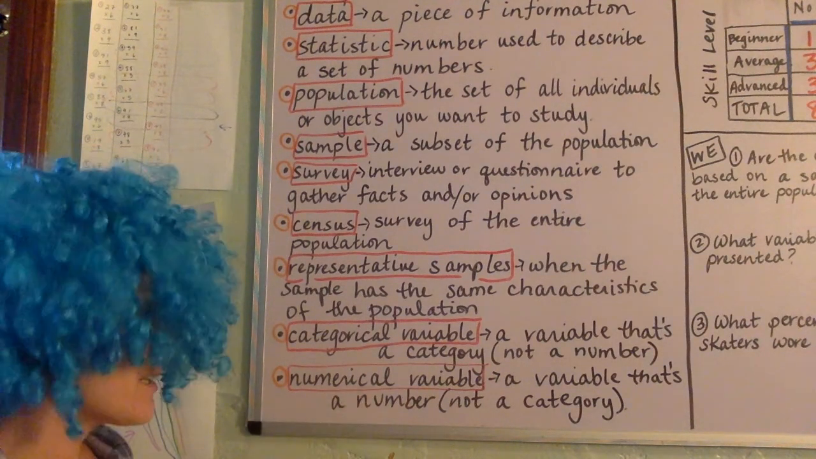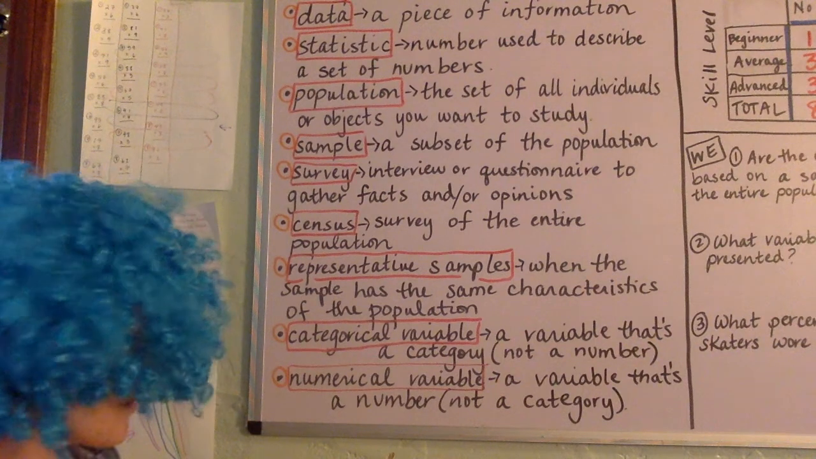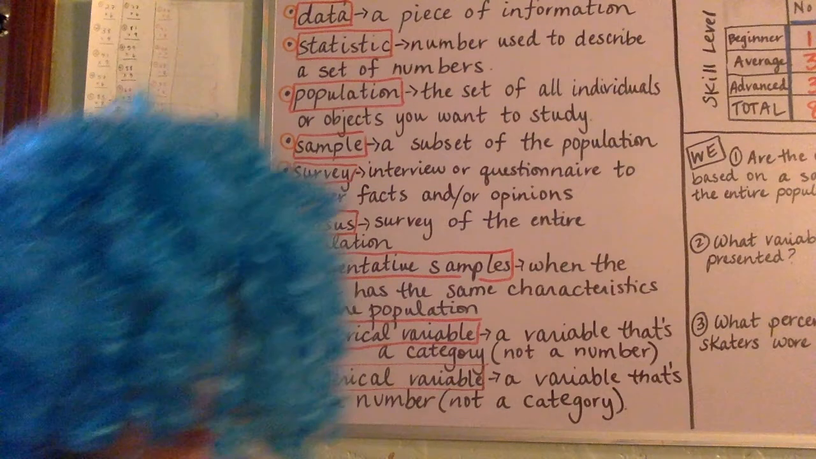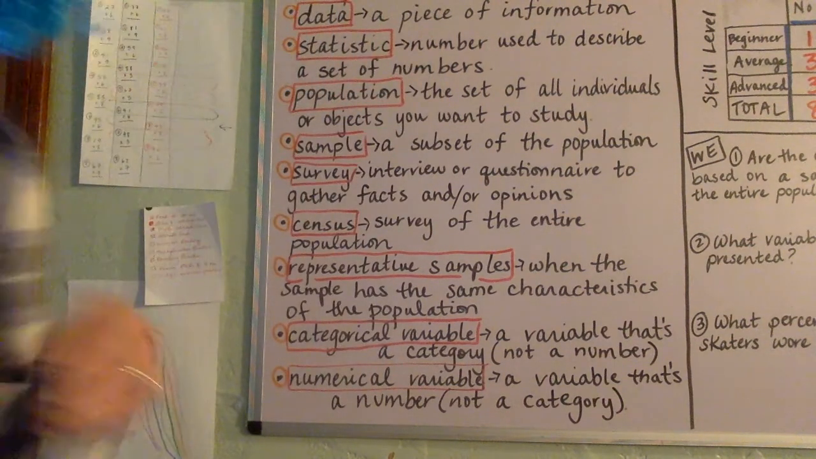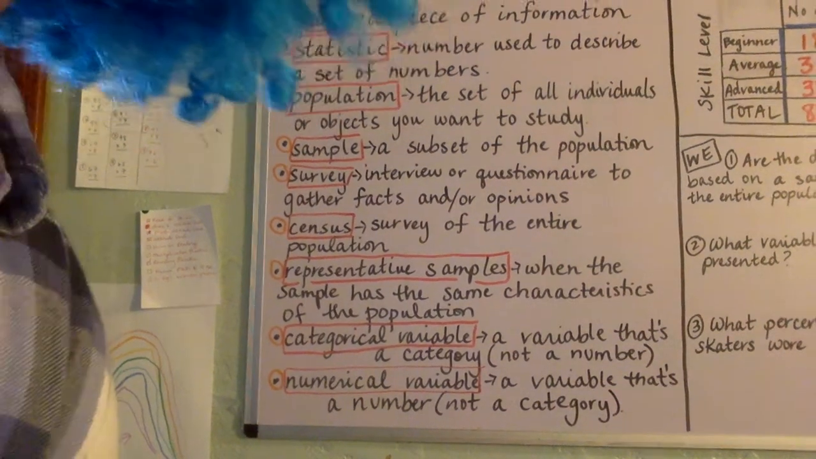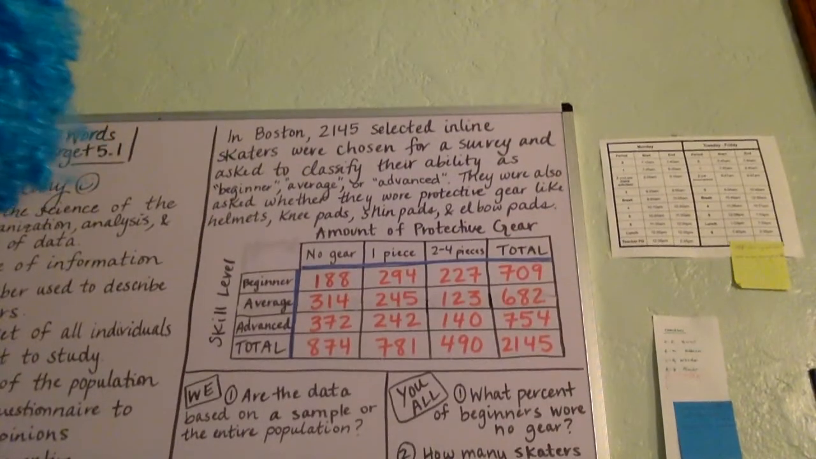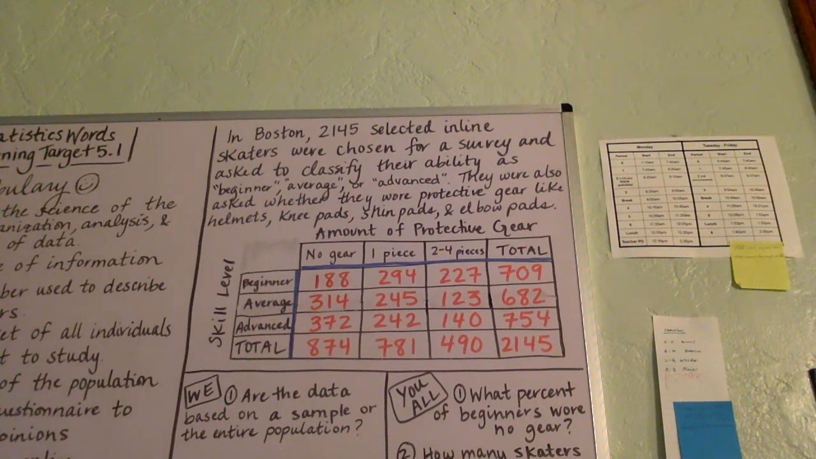A numerical variable is a variable that is a number, not a category. So for example, when you ask a question like, how many siblings do you have, and the answer that someone gives you is a number, that's a numerical variable. You might want to pause this and get down this chart, as we answer a couple of really basic statistics questions.